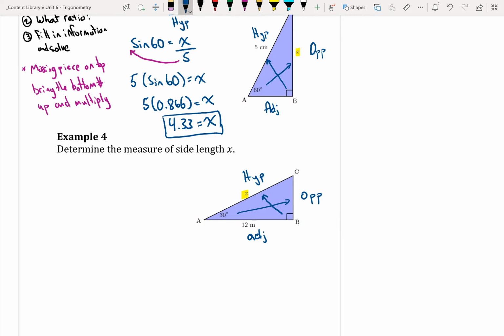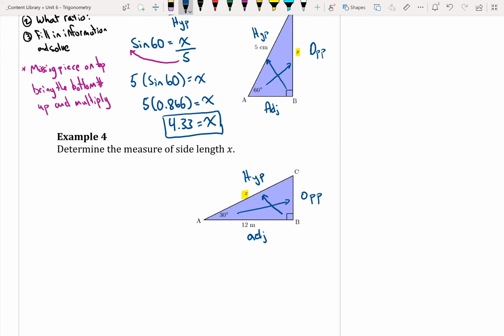So in this case, I need to know what ratio am I using. Again, look for what information is given to you. In this case, we have our angle and the sides that we need to deal with. One, we need to find the hypotenuse because that's the side that we're looking for. And we're given the value for the adjacent side.